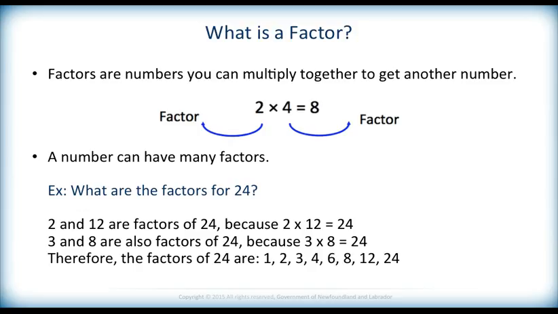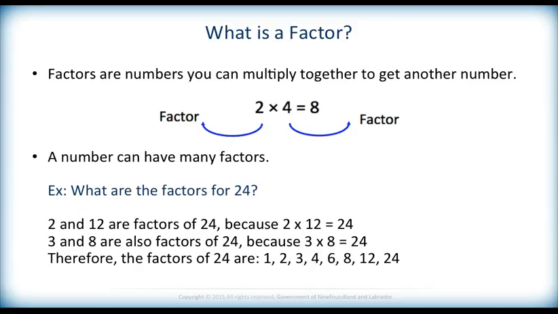First, we will look at what is a factor. Factors are numbers you can multiply together to get another number. For an example, if we have 2 times 4, which equals 8, 2 and 4 are both factors. When we multiply those together, we will get 8. 8 will have different factors. A number can have a variety of different factors. 2 and 4 are factors for 8, but 1 and 8 are also factors as well.